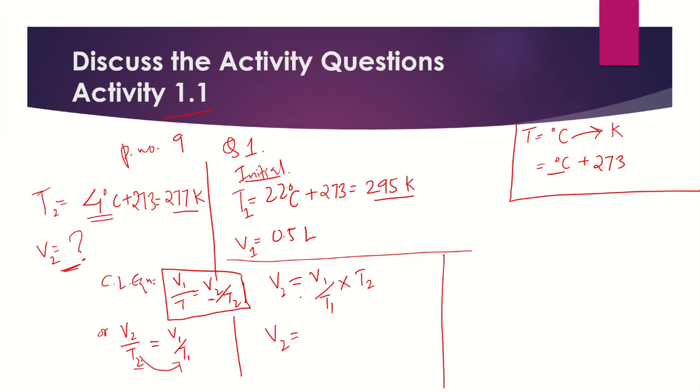Now the final step is to substitute the given values. V1 is 0.5 liter, T1 is 295, and T2 is 277 Kelvin. When you calculate it, you get the value 0.469 liter. So you can round it off to 0.47 liter.